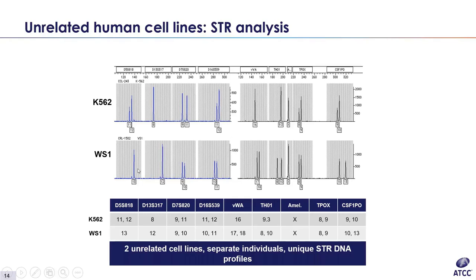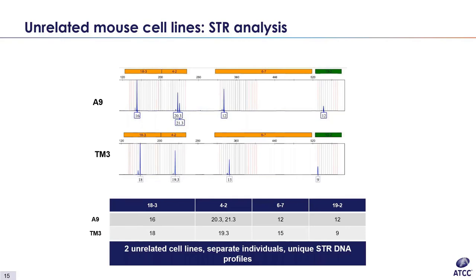For WS1, at locus D5, we see a single peak at 13. Locus D13, we see a single peak at 12. We see two peaks, one at 9, one at 10 at D7. And if we jump all the way over to amelogenin, we see a single peak. So if we look at all the loci and amelogenin, we see different allele numbers for all but TPOX. We see that amelogenin, we have one peak, so it's female for sure. And what we're seeing is both female, two unrelated cell lines, separate individual cell lines, unique STR profiles.